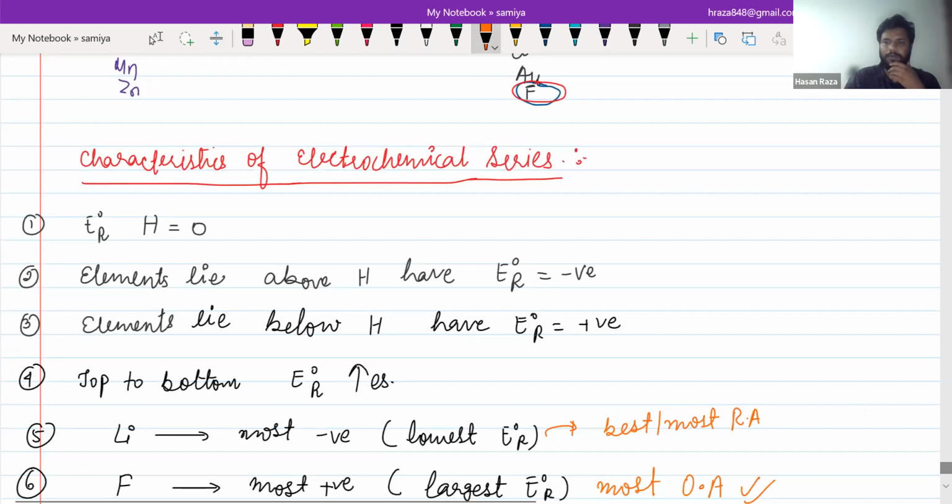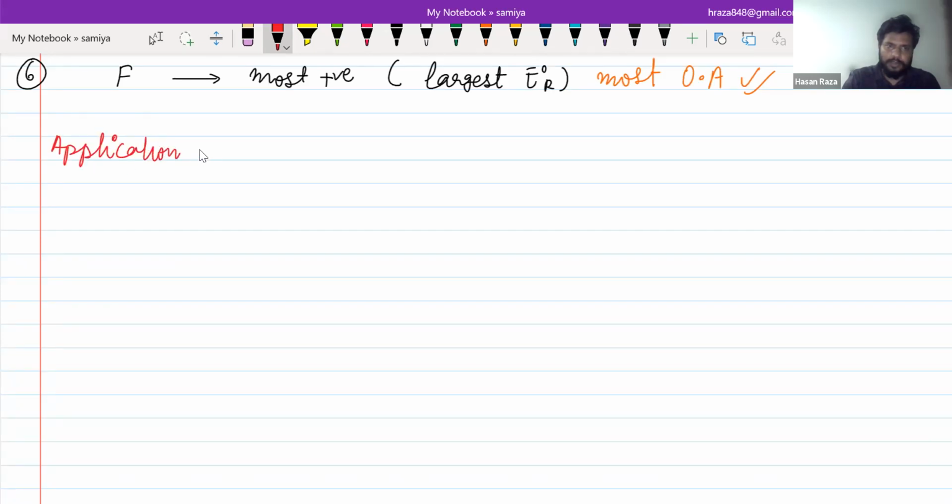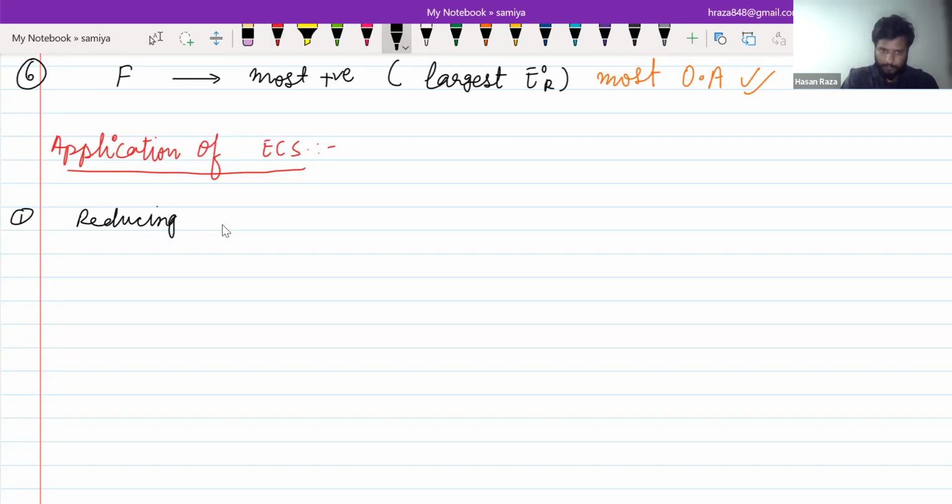Okay, thank you. Now see, we have the next topic of this electrochemical series, that is the application of ECS, that means electrochemical series. The first application is reducing and oxidizing power. There will be questions on this.